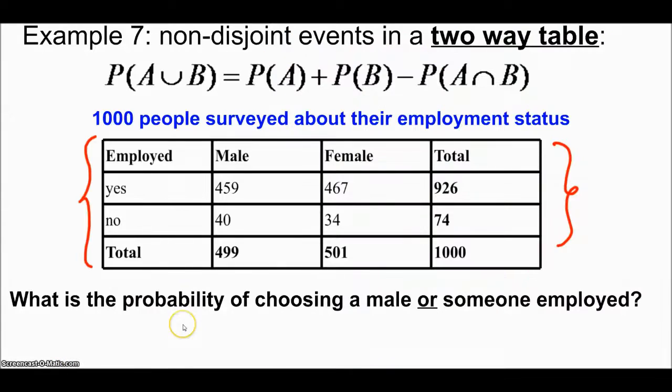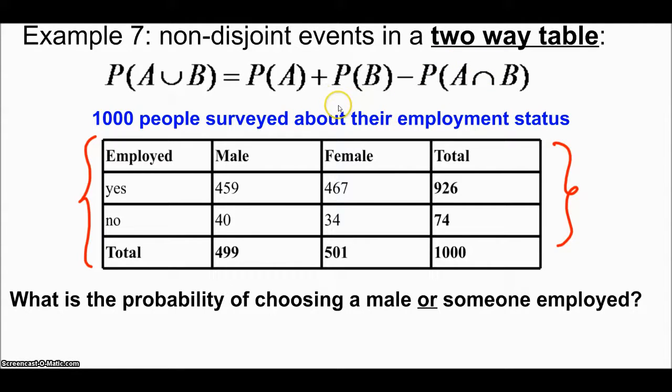Alright, welcome to part 2 of the independent, dependent, and two-way frequency video. What we have here is non-disjointed events, or not mutually exclusive events, in a two-way table. Remember that this is the formula: you would add the probability of A plus the probability of B, and you would subtract their intersection.